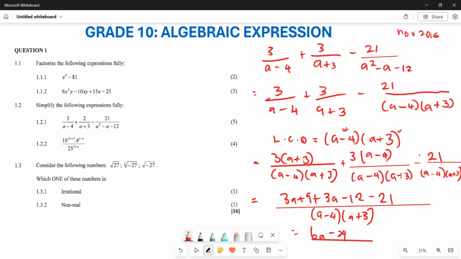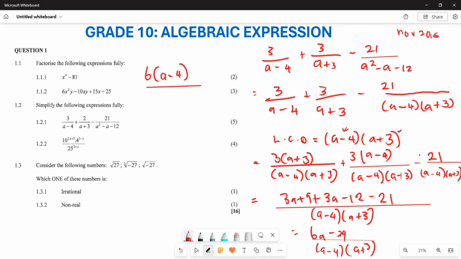This is negative 24 over a subtract your 4, and a plus your 3. Now you come back here. Let's write this. If you look at your 6a subtract your 24, is there anything that is common there? If you say 24 divided by 6, you are going to find 4, which means your 6 here is going to be your highest common factor. So when you take out the 6 as a common factor here, you are going to be left with a, subtract your 4, close brackets.